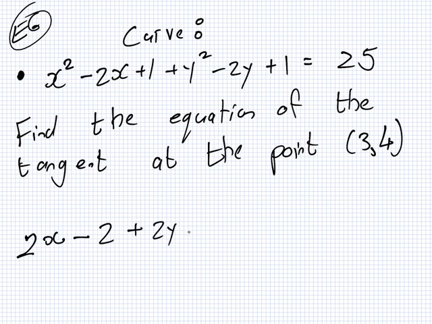2y minus 2. Oh! So I get this one as well as this one. Come on, focus now. You forgot something: 2y dy/dx, minus 2, dy/dx equals 0. Guys, please, I'm going through the answer. Did you get this or not? So what would I do next?